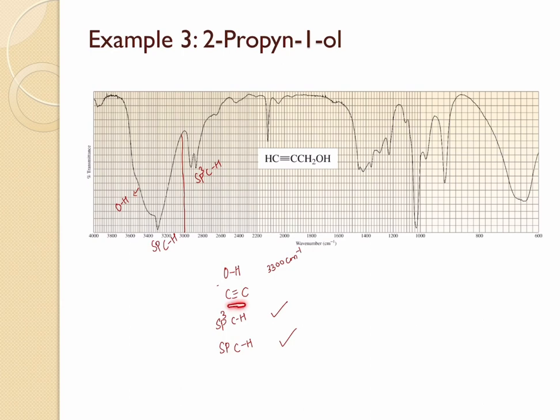We already found out that there is an sp carbon hydrogen stretch. And then we needed to find out the carbon-carbon triple bond. The carbon-carbon triple bond is going to show up around 2100 centimeter inverse. Remember, a carbon-carbon double bond is going to show around 1600 centimeter inverse. Because the carbon-carbon triple bond is stronger, it's going to show up at a higher frequency, which is around 2100 centimeter inverse. Okay, so this peak right here is going to correspond to the C triple bond C. So with all this, we can definitely confirm this is the spectrum of 2-propyne-1-ol.